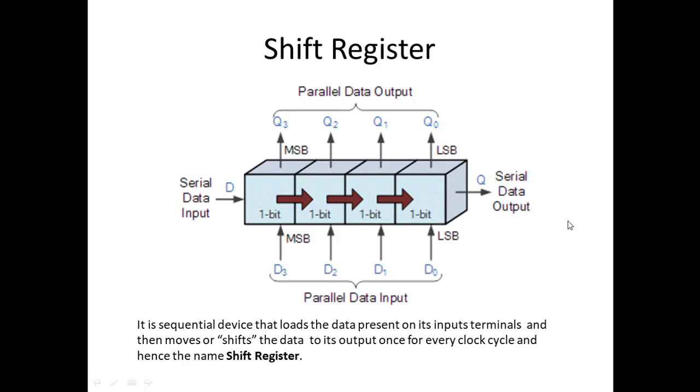That is the serial data input and serial data output, which is nothing but SISO. Serial input, serial output shift register. The direction of movement of the bits is from left to right. And the next one is serial input, parallel output.